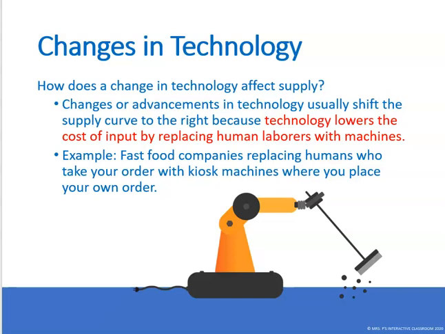But if they don't have to pay as many workers to ring up the items and check out the customers, that means they get to keep more money in their pocket that they can use other places to produce other things. So another example here, it says fast food companies replacing humans who take your order with kiosk machines where you place your own order.